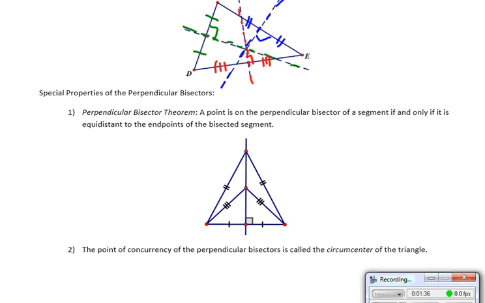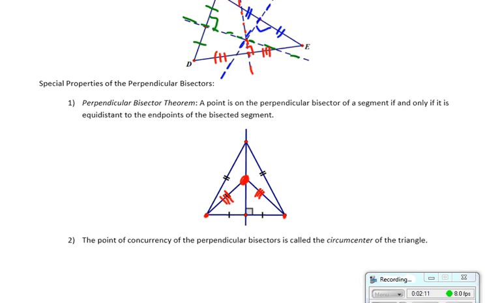Now let's look at some special properties of the perpendicular bisector. The perpendicular bisector theorem tells us that a point is on the perpendicular bisector of a segment if and only if it is equidistant to the endpoints of the bisected segment. Remember, if and only if means it has to be true in both directions. So in our situation, we know that this point right here is on the perpendicular bisector because this segment is congruent to this segment as they join the ends of the segment that it is bisecting.